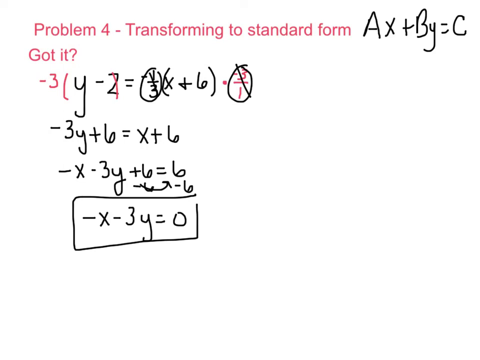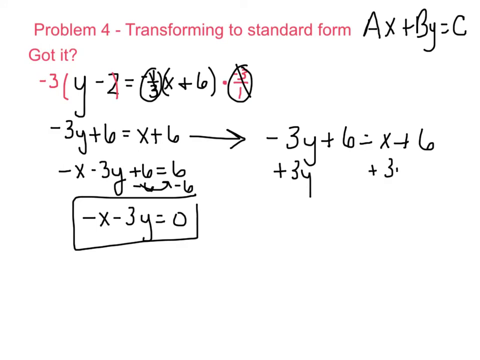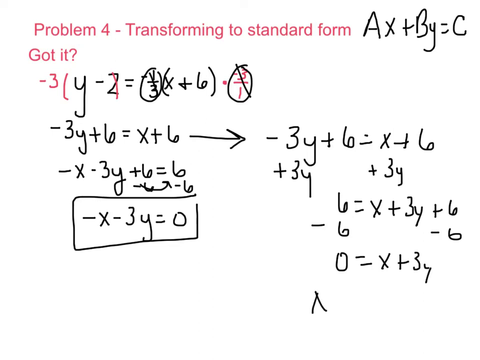Now I'm going to show you a second way you could have done the same problem. Let's say you did this. You don't need to write this down, but you can watch. Let's say you got the same thing, but instead of moving the x to the left, you move the -3y to the right, and you did plus 3y, and you got 6 equals x plus 3y plus 6. You then subtracted the 6 and got 0 equals x plus 3y. And then you wrote it as x plus 3y equals 0.